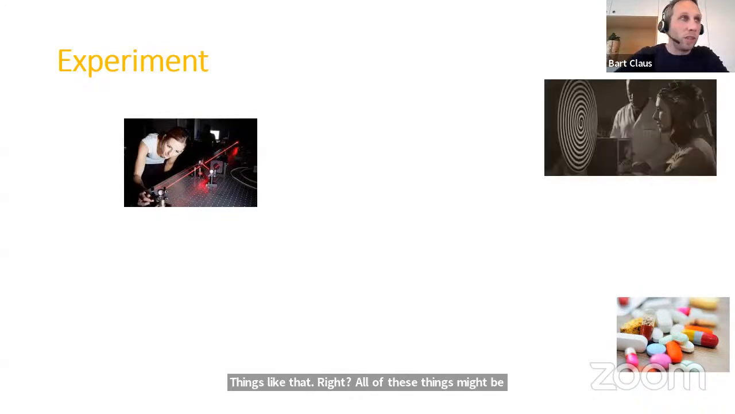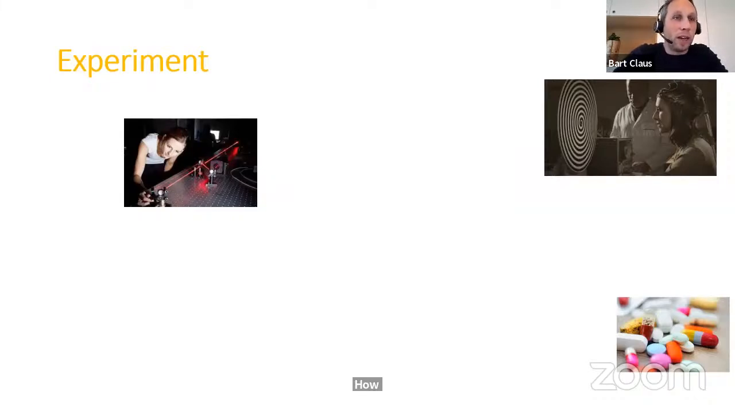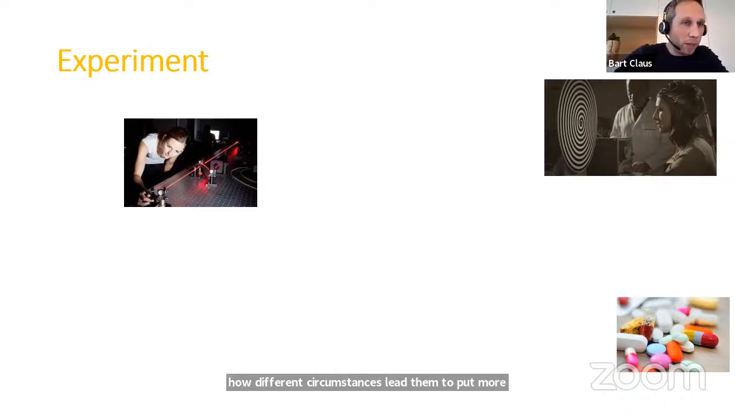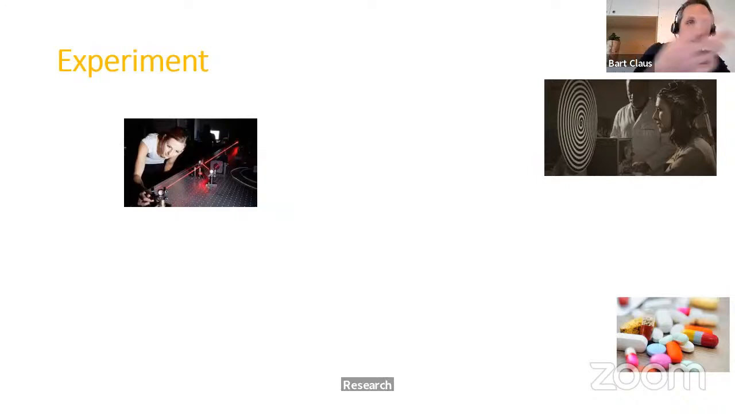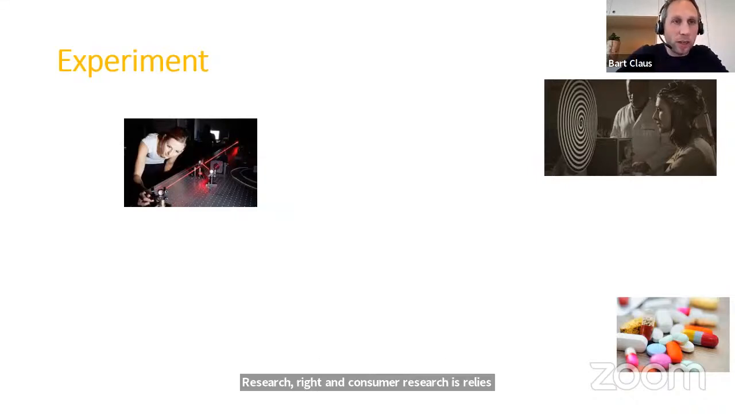We might also think of experiments in the context of psychology, right? How people visually process information, for example, how different circumstances lead them to put more weight on different aspects of making a decision, etc. So this is something that I'm especially occupied with because I have a background in consumer research, right? And consumer research relies heavily on psychological methods and effects, and so we apply a lot of psychological principles in studying consumers, for example. Right?